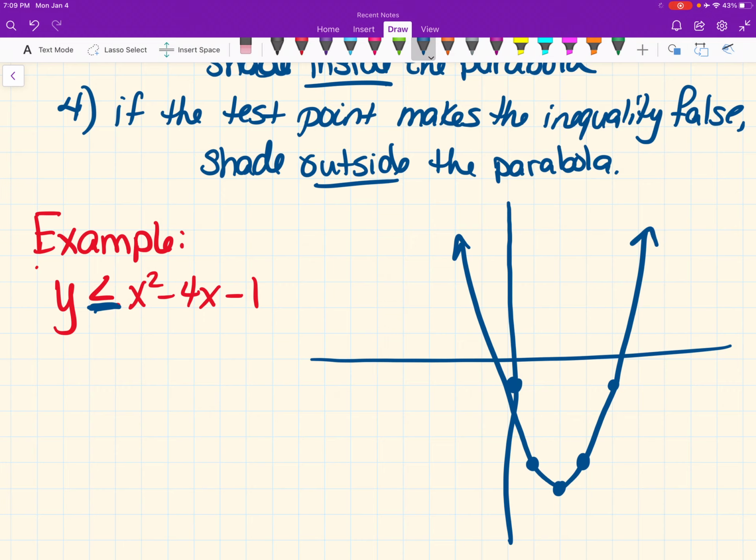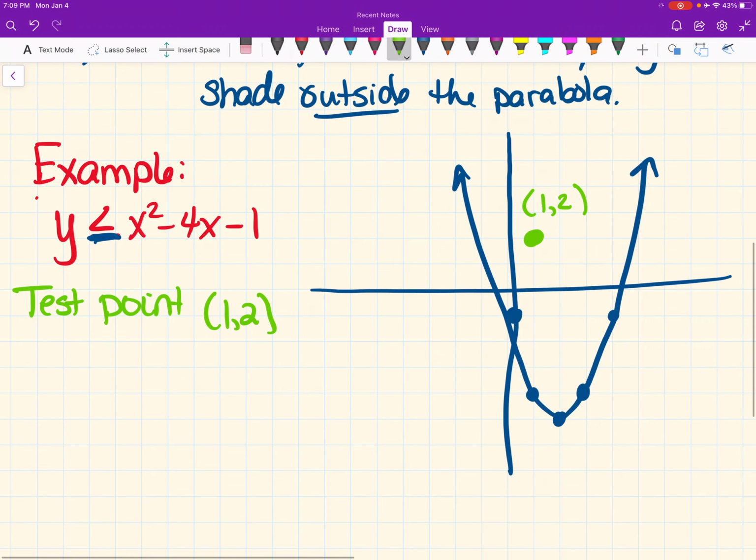I pick any test point I want inside the parabola. The one I happened to pick when I was doing this example was 1, 2. So I picked this as my test point. And I'm going to plug it into that original inequality and see if it makes it true. So instead of y, I put my 2. Instead of x, I'm putting 1 in both x places. And then I just figured out what was on the right side.